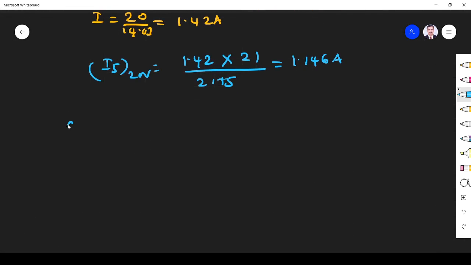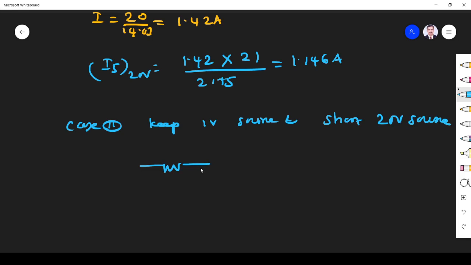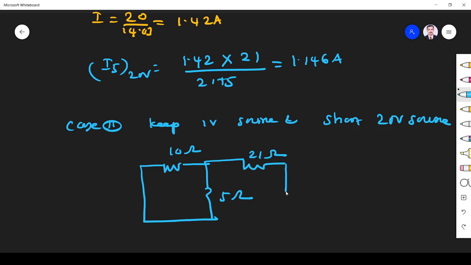Now case 2, what do I do? Keep 1 volt source and short 20 volt source. So the circuit becomes like this. This is 5 ohm. I shorted the 20 volt source, so it will be 10 ohm. This will be 21 ohm. Here we have 1 volt source, right? So it will be coming like this.